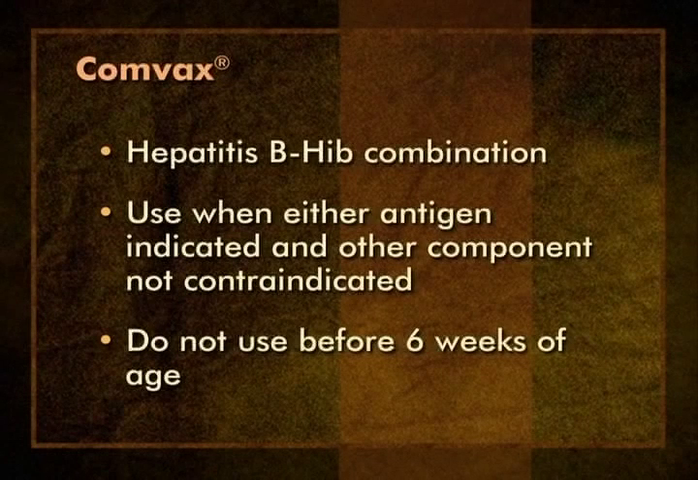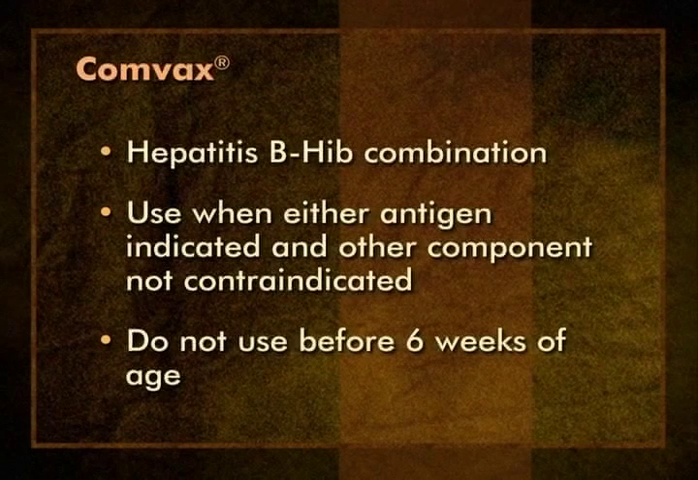Another combination vaccine that contains HIB is COMVAX. COMVAX is a hepatitis B HIB combination. It contains a standard dose of PEDVAX HIB and a standard 5 microgram pediatric dose of Merck's hepatitis B vaccine, Recombivax HB. As with other combinations, the vaccine can be used when either antigen is indicated and the other component or components are not contraindicated.